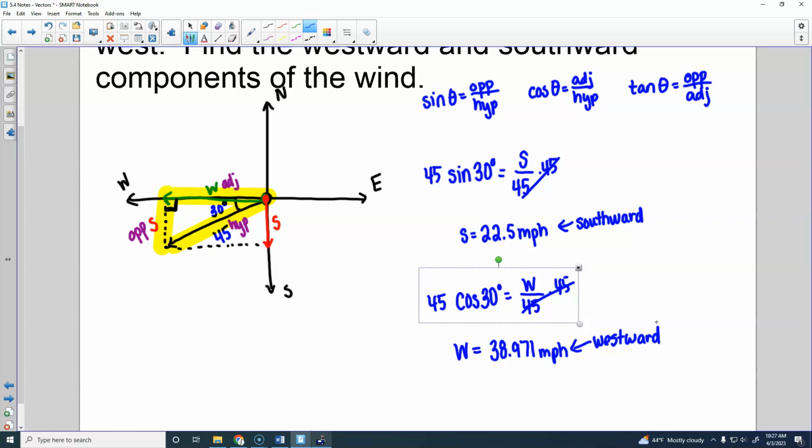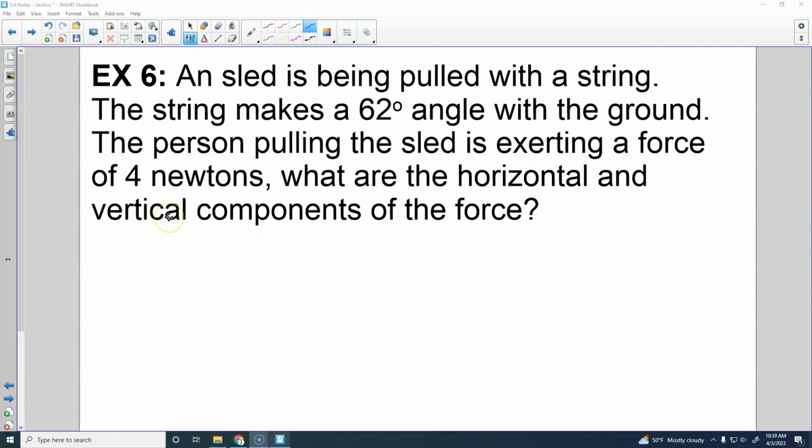All right, we're going to stop with these notes for a second. Just like the application problems for our law of sines and cosines, the picture is so important on these. Getting the picture right is one of the main things you have to do. So a sled is being pulled with a string. The string makes a 62-degree angle with the ground. The person pulling the sled is exerting a force of 4 newtons. What are the horizontal and vertical components of the force?